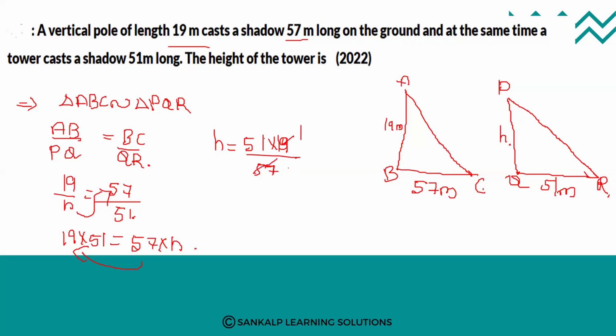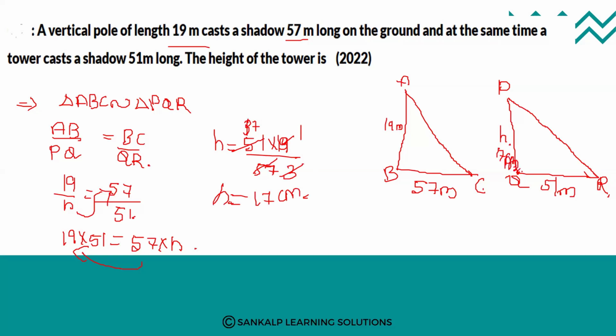3 ones are 3, 3 sevens are 21. Okay, so 37. 3 ones are 3, 3 sevens are 21, 1 ones are 1, 17. Therefore, you will get 17 centimeter. Therefore, height of the tower is 17 centimeter. So it is in meter. Okay, 17 meter.